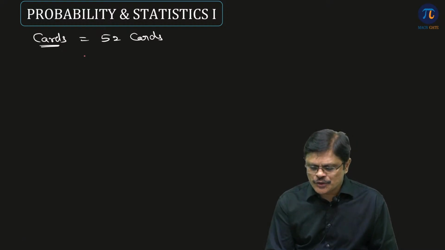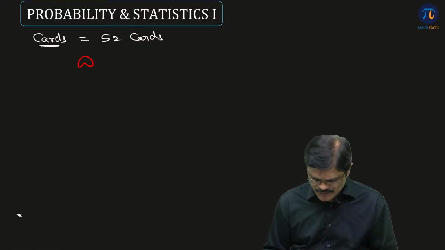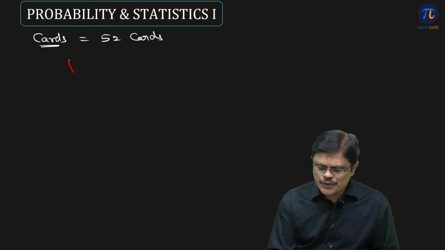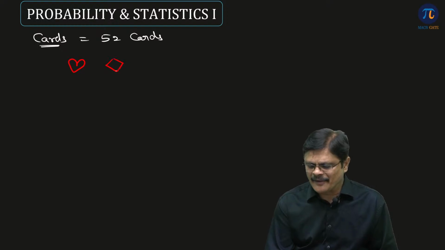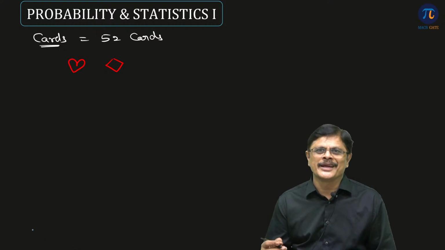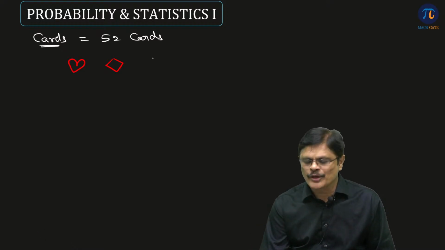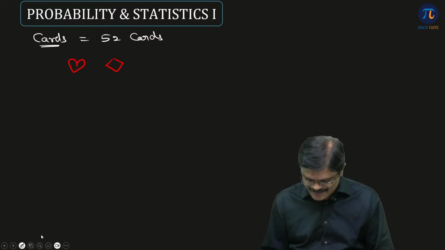Out of the 4 suits, 2 suits are red in color. Heart and diamond are red in color. And of course, black, if I write, I think you cannot see. So I need to show them in some other color. I'm just showing them in blue, but assume that that is black. Very strange, no?